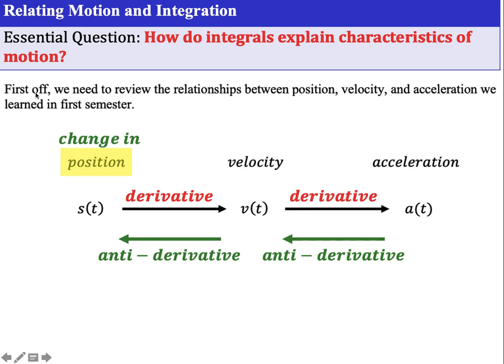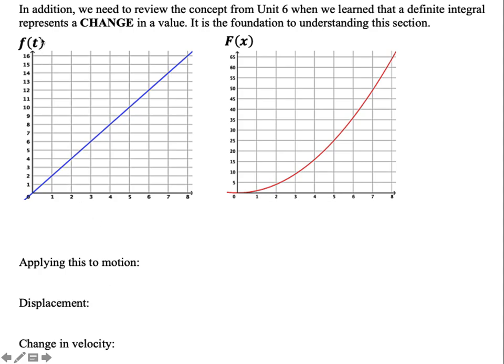Now that we've reviewed what we did first semester and how we're going to reverse that process, we also have to review the idea of integration, or taking the antiderivative. So I'm just going to refresh your memory with this activity we did earlier this semester, and this is one of our anchor charts. We had a function, f of t equals 2t, and we need to talk about what happens when we integrate here.